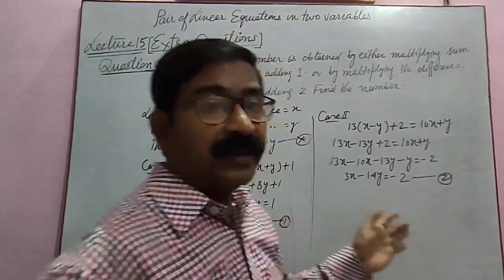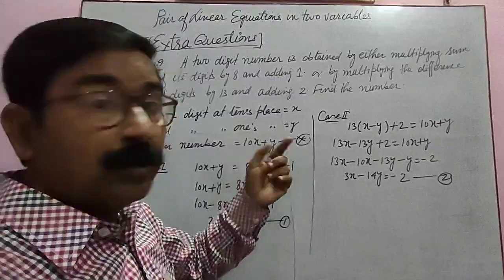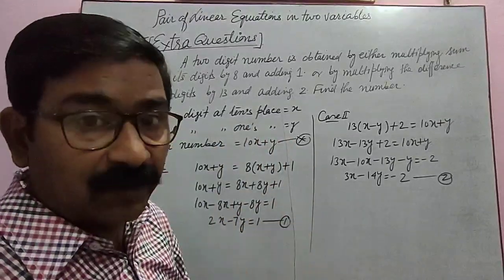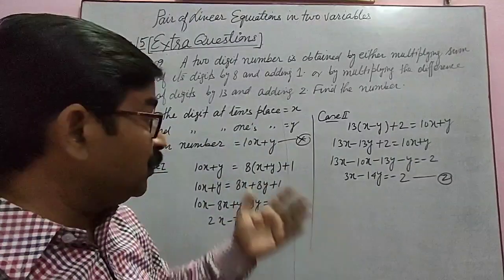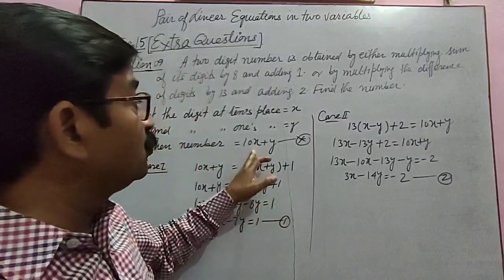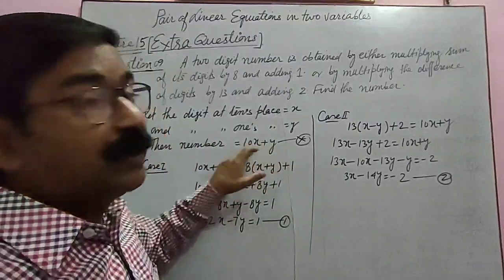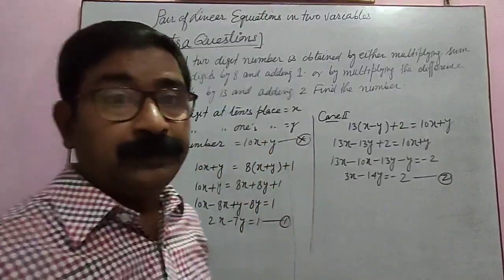Whatever values of x and y come, we have to put them in 10x plus y. Don't leave the answer as x and y. We have to find the number. So many times I have observed that students leave the answer as x and y. You have to put the values of x and y here to get the number. Is it okay? Now you have to solve all these questions.